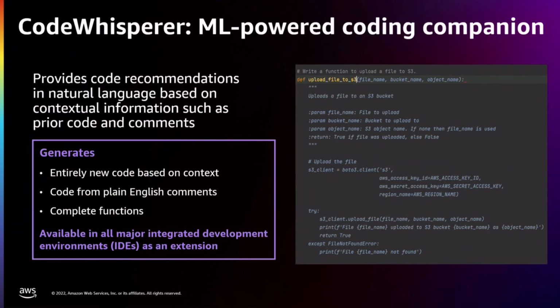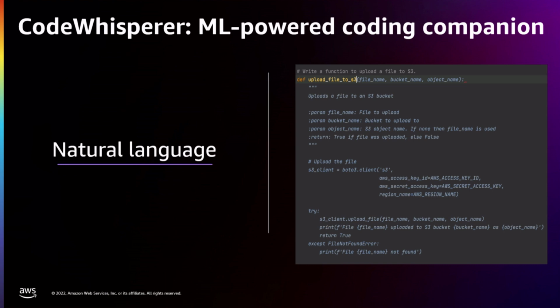CodeWhisperer is powered by a machine learning model that we trained on billions of lines of code, and the model would generate code similar to how you would write it on your own. It's not a simple copy-paste from the web. And the benefit of that is that you get ready-to-use code that is already customized for you based on your context.